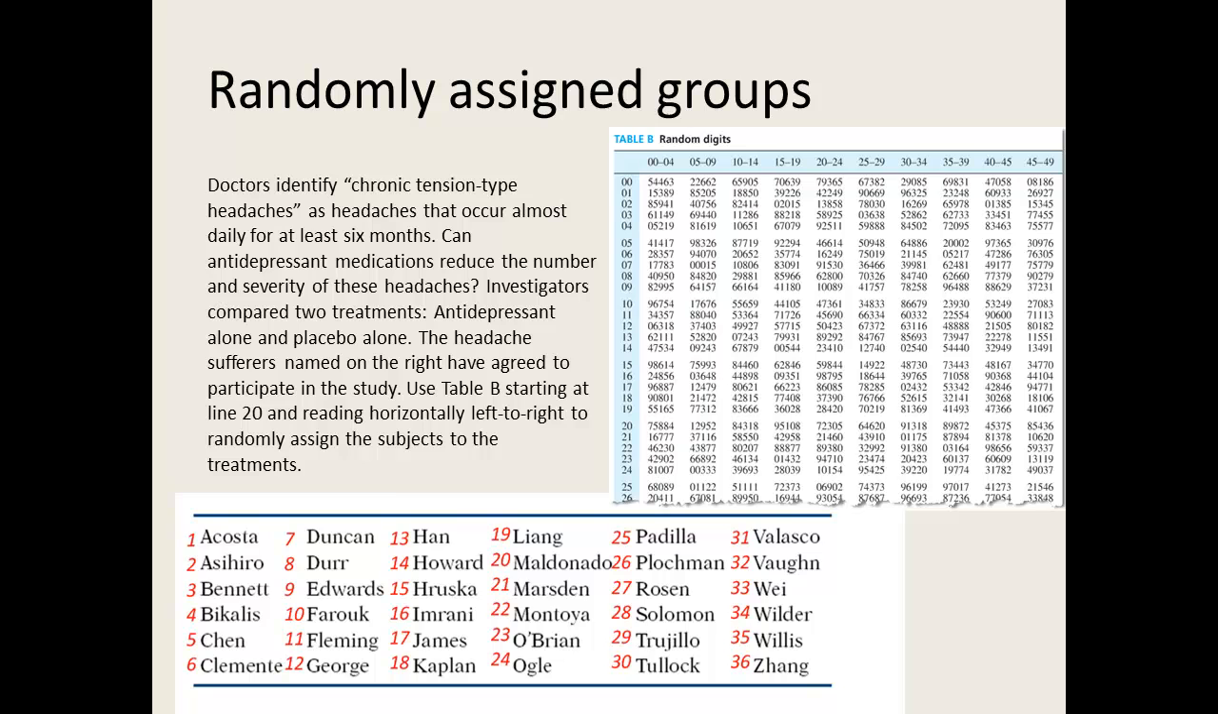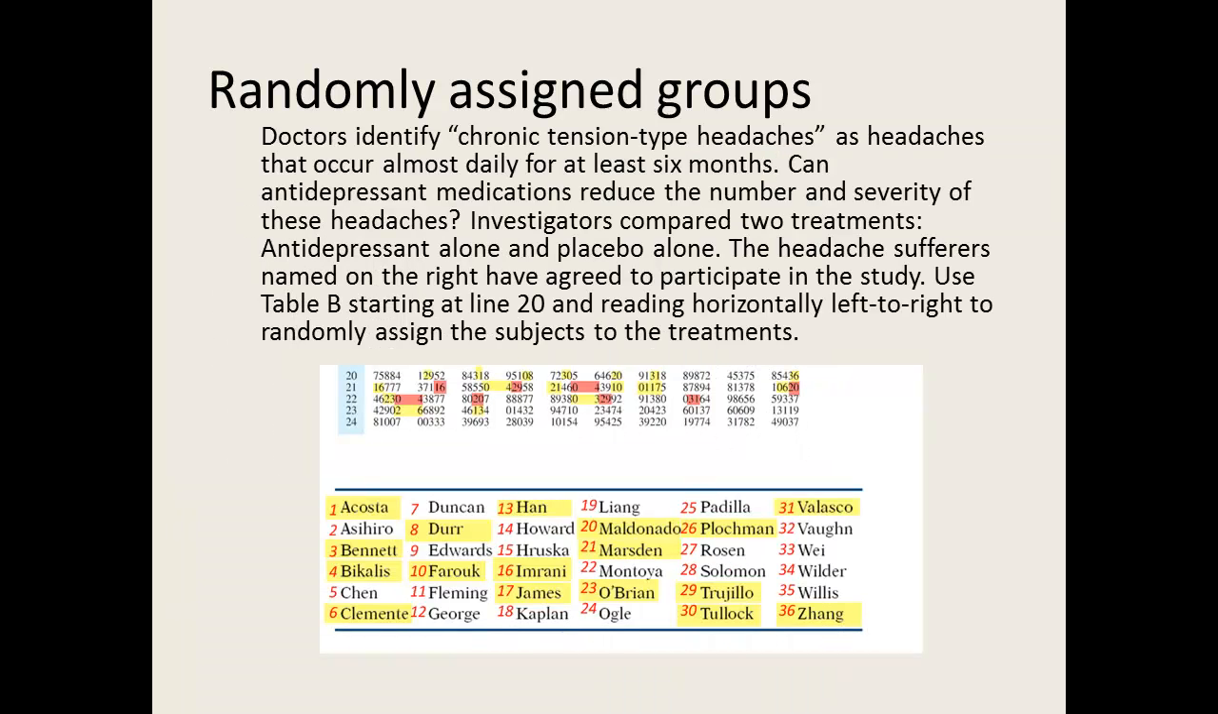And here is that selection. Thus, the experimental group chosen would consist of all of the yellow highlighted participants. The remaining 18 participants would comprise the placebo group.